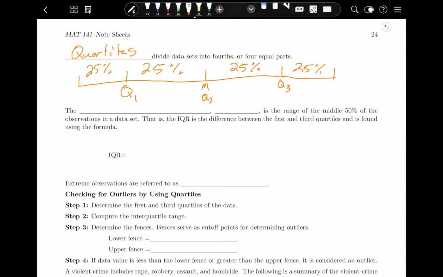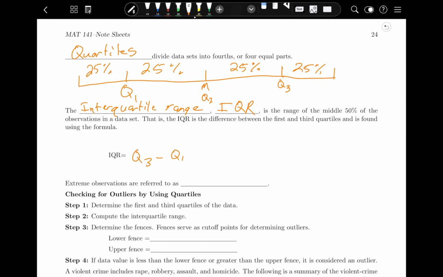To go along with this is something called the interquartile range, or IQR. We talked about range in section 3.2. It's simply the largest value minus the smallest value. So with the interquartile range, what we're asking is, how far apart are the boundaries for the range? So how far is it from Q1 to Q3? We take Q3 minus Q1, and that'll tell us that.